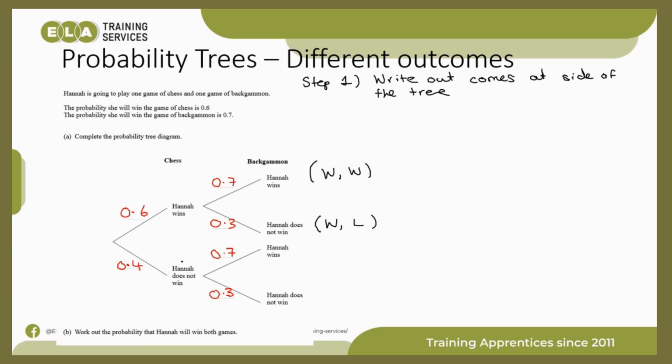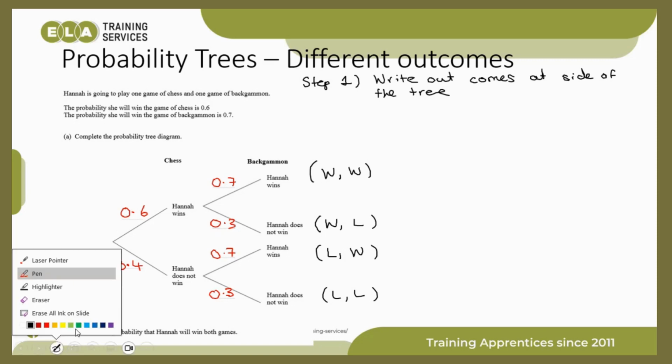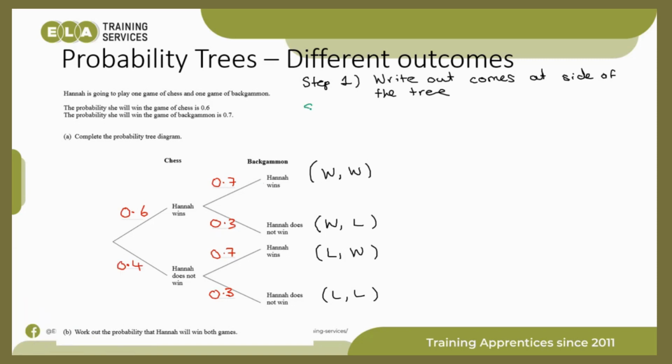Then the third outcome is that she loses chess. So she starts by losing chess, but then she wins backgammon. So it would be lose-win. And then the last outcome is she doesn't win either. So it'd be lose-lose. And that is our first step. Step 2 now is that we calculate the probabilities of those outcomes.